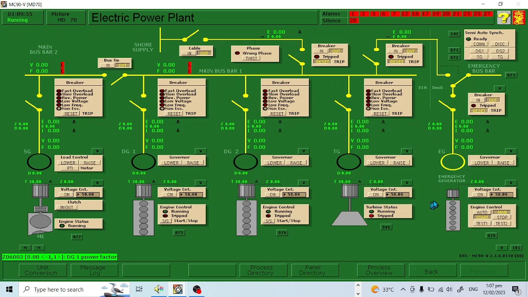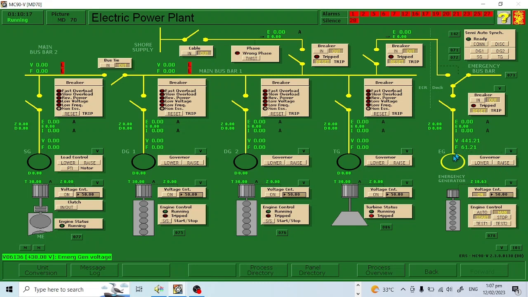So now generator is running. We are going to check the system for voltage and for frequency. As you can see, frequency is 0. This voltage controller, we need to switch on so that we will have a voltage of around 440 and a frequency of around 60.